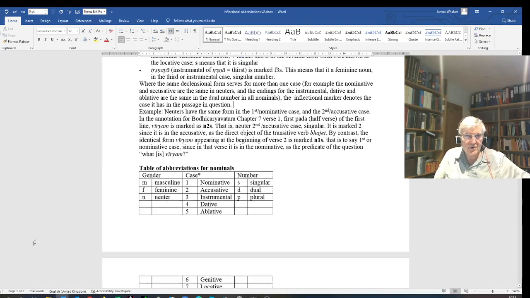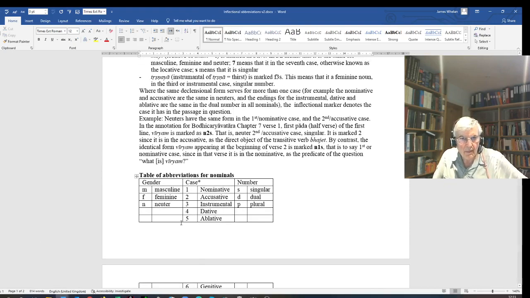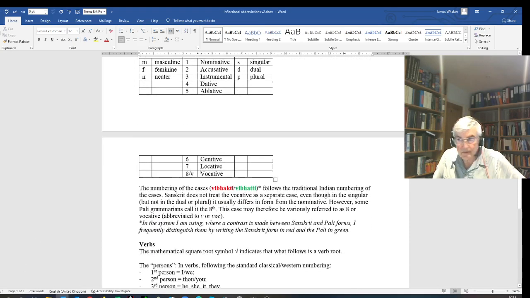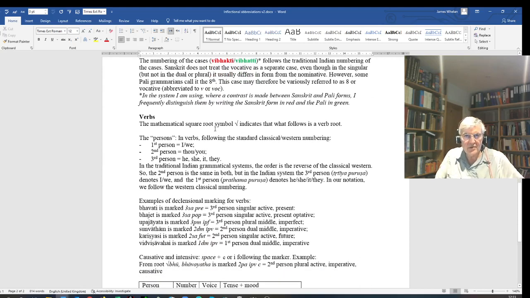So I'll turn now to the verbs. Table of abbreviations for nominals. Now for the verbs. It's a common convention among linguists that this mathematical root symbol, we use that to indicate that what follows is a root. So this is how I do it.